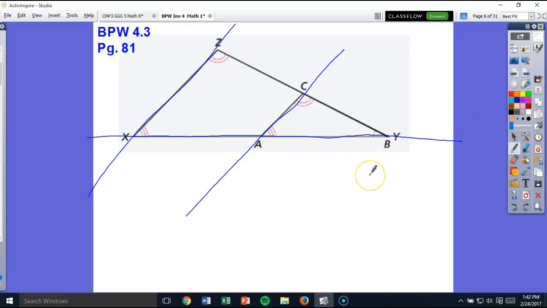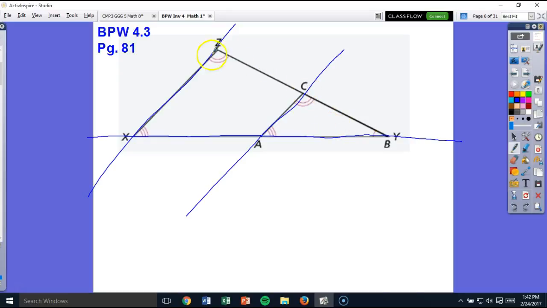If we go to 4.3 on page 81, what we're working on here with 4.3 is being able to check similarity without transformations, meaning if we had two triangles sitting beside each other, or in this case inside of each other, can we check and see that they are similar, and what are ways to do that? Well, they both share angle B right here, or angle B, angle Y, it's the same one. So it has to be the same by default there.